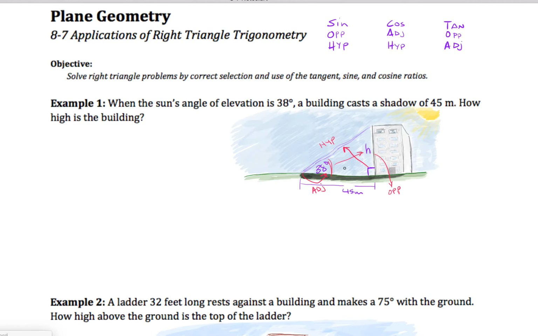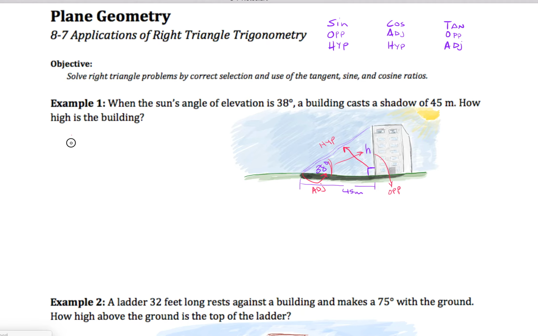So you can see in this problem, from the perspective of my 38-degree angle that I know, I am looking for something that would involve the opposite leg and the adjacent leg. So if I come up here to my definition of sine, cosine, and tangent, the one that should be jumping out at me is the tangent ratio because it uses those two things, opposite leg and adjacent leg. So that's my indication that I want to solve this problem by applying the tangent ratio.